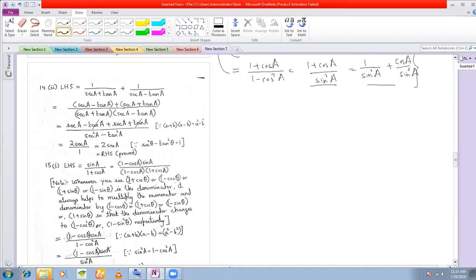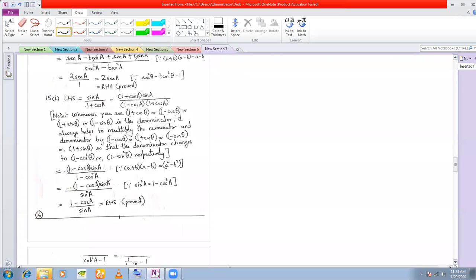Not 14.2. Yes, I'll do 15.1, this one. You see here, just the technique that I told you. You have to prove that sine A by 1 plus cos A is equal to 1 minus cos A by sine A. What do you see in the denominator? You see a 1 plus cos A. And what did I tell you when I see a 1 plus cos A in the denominator? Lead me not into temptation, isn't it?